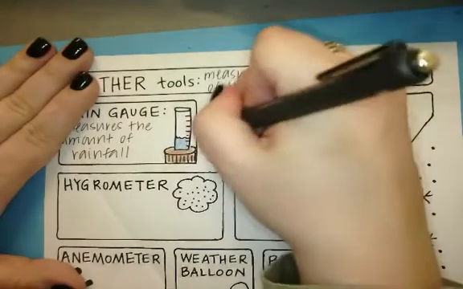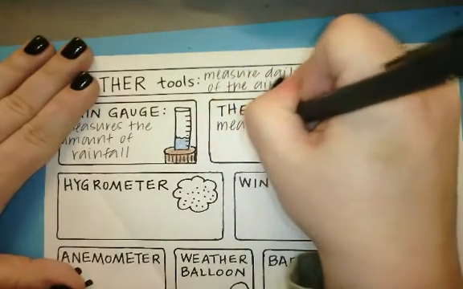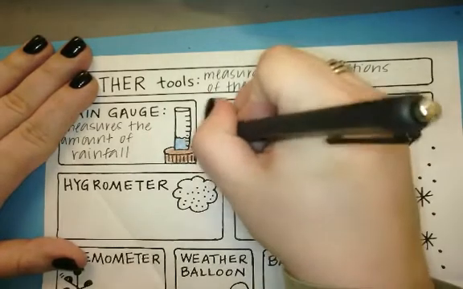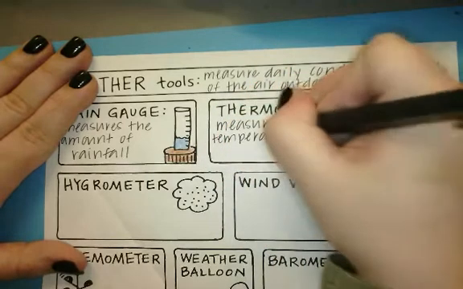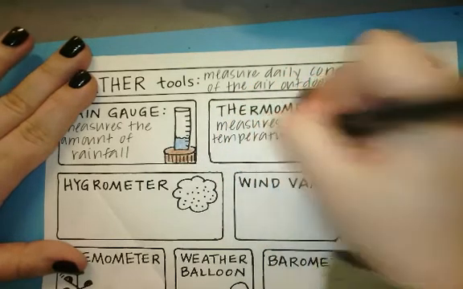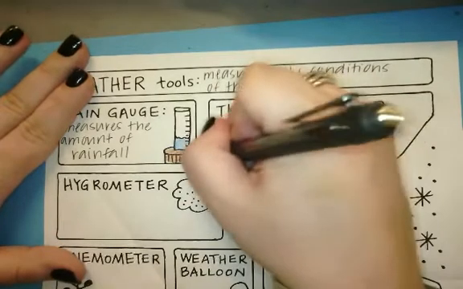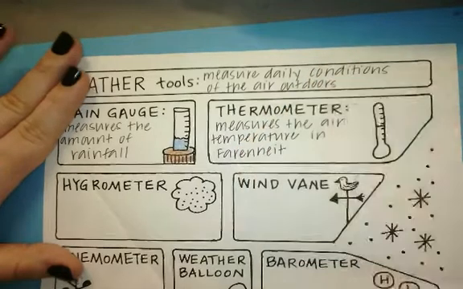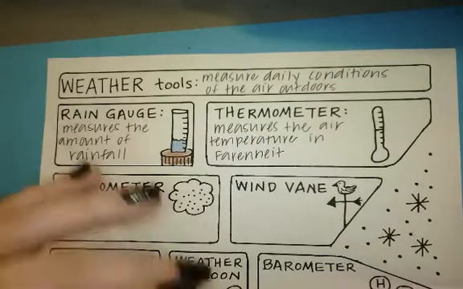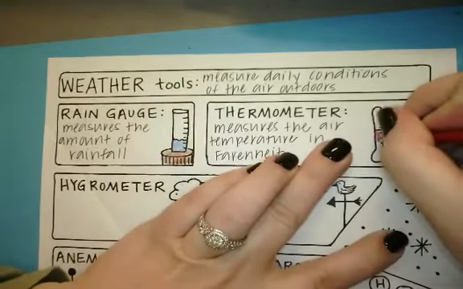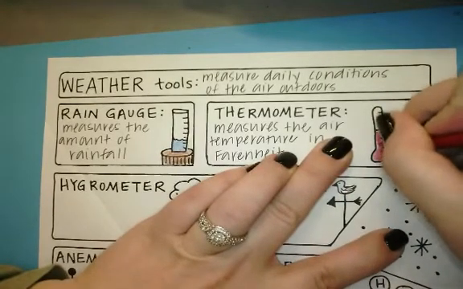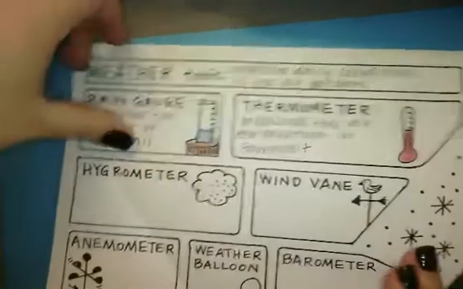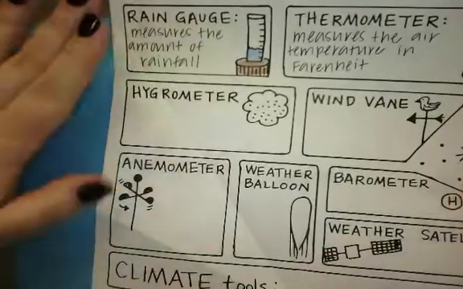All right, thermometer. Thermometer measures the air temperature in Fahrenheit. So we measure in Fahrenheit here in the United States. Okay, I'm going to take my red and I'm going to color in my thermometer up to that line to show that it is measuring temperature.